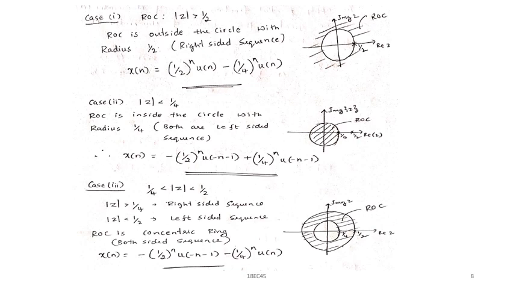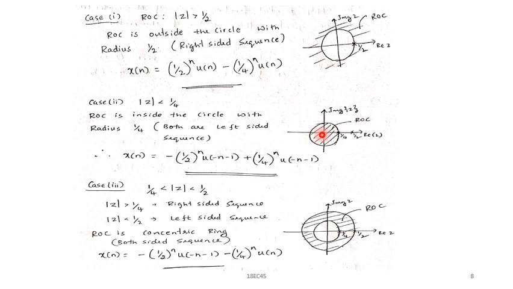The second condition they gave is mod z is less than 1 by 4. Mod z is less than 1 by 4, and if I draw the ROC here, I'll draw a circle with the radius 1 by 4, and the ROC is inside the circle. ROC is inside the circle with the radius 1 by 4, and if it is inside the circle, generally we will get it as a left sided sequence.